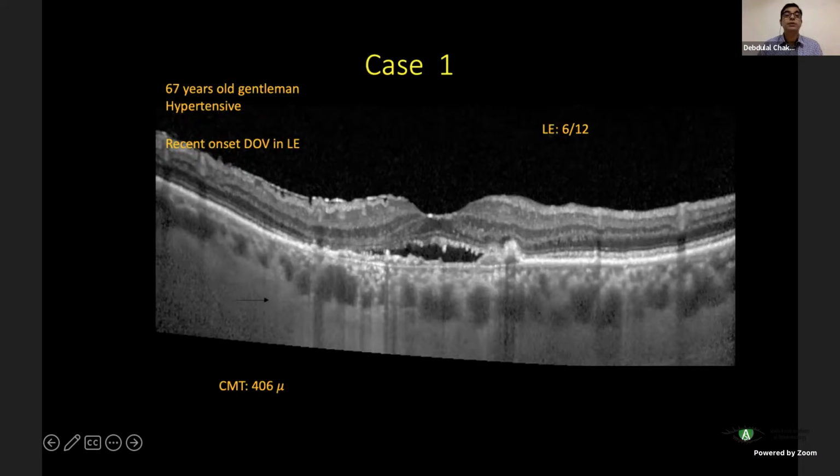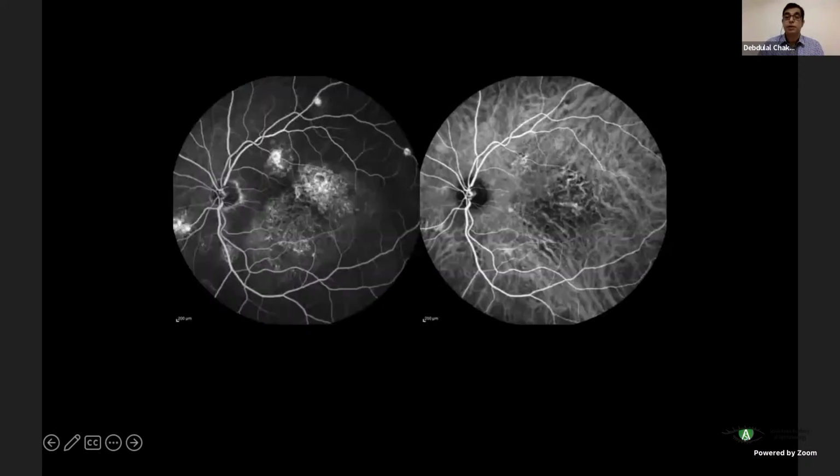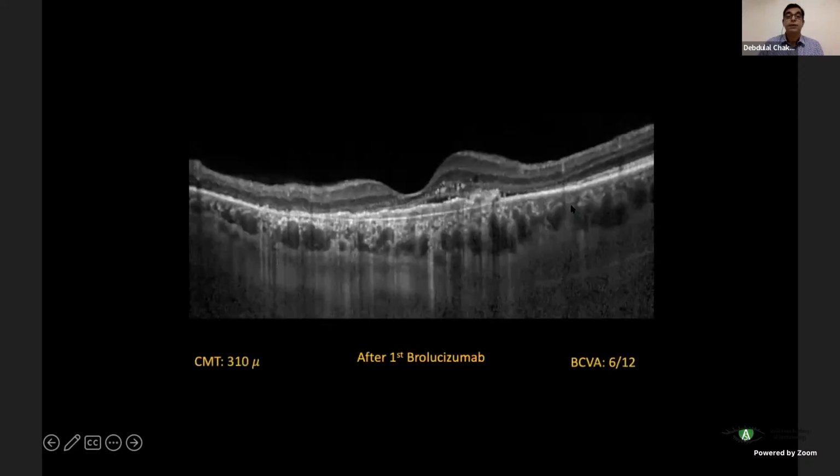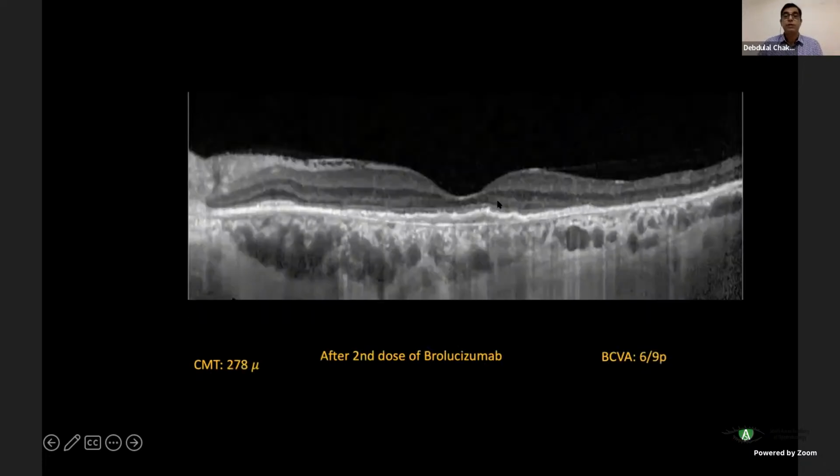So let's look at this patient, a 67-year-old gentleman, presenting with 6/12 vision. You have a notched PED here, and this is what the ICG and the FA look like, and you can see there are a couple of small polyps here. We treated him with brolucizumab. This is 2 months after the first brolucizumab injection. You can see there's significant reduction in the subretinal fluid. We treated him again at 2 months.